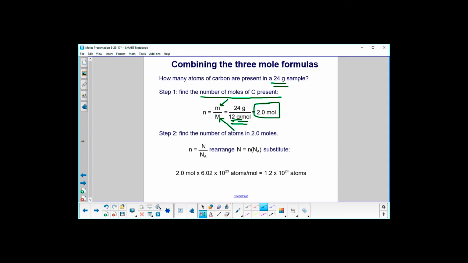Now, find the number of atoms in 2 moles. That's this equation. Now we're looking to find the number of atoms, that's this one right here, in the sample. So we rearrange it. We have big N equals little n times Avogadro's number. So we have 2 moles times 6.02 times 10 to the 23rd atoms per mole, and this gives us 1.2 times 10 to the 24th atoms.